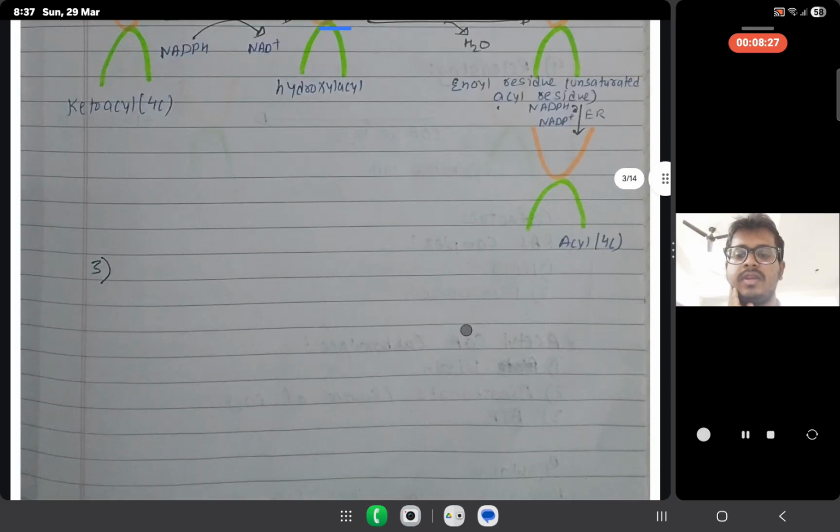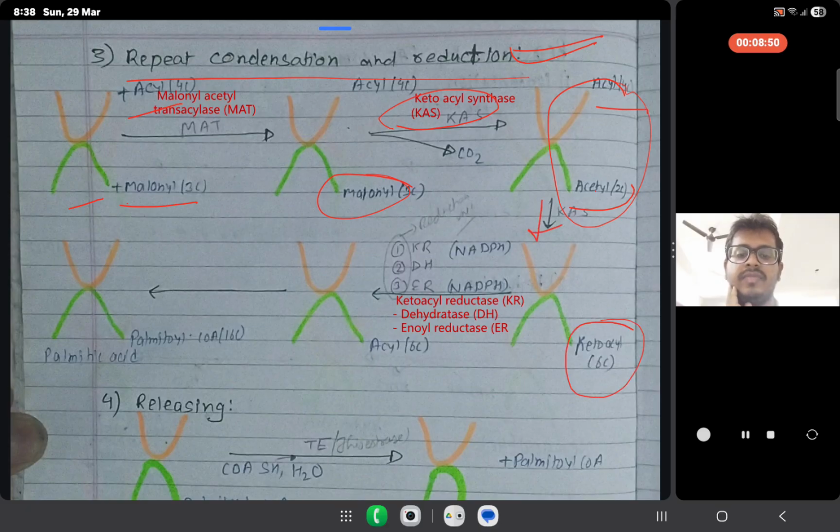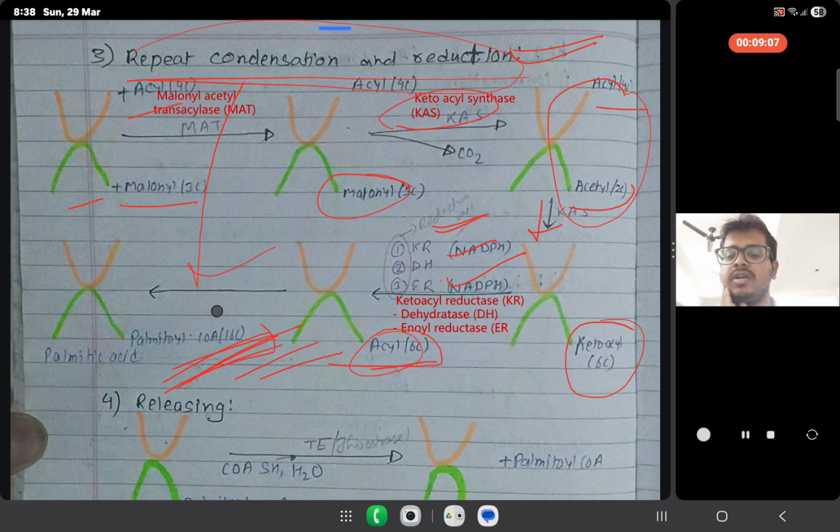Now our third step is to repeat the condensation and reduction steps. That is, we are now repeating these steps. Again, in the presence of acyl, malonyl will form with ketoacyl synthase. Then ketoacyl is formed, and in the presence of ketoacyl reductase, dehydratase and enoyl reductase, it is converted to the 6 carbon compound. By multiple repeating condensation units, 6 to 8 is formed, 8 to 10, 10 to 12, and palmitoyl, a 16 carbon compound, is formed.